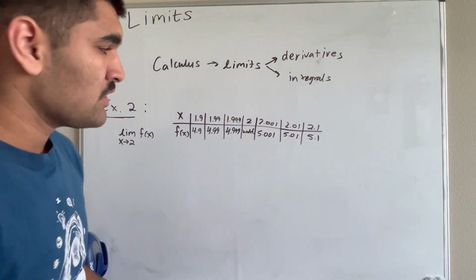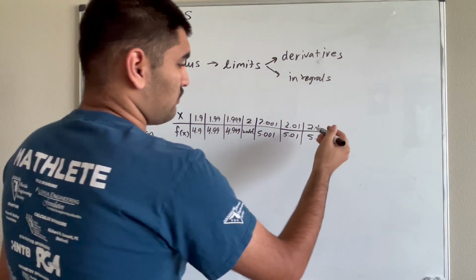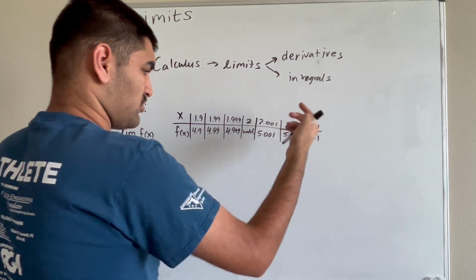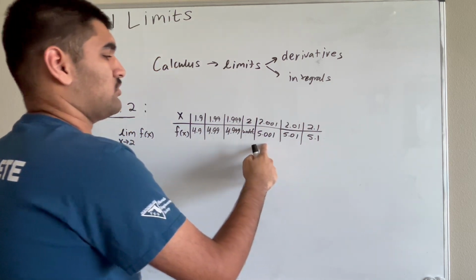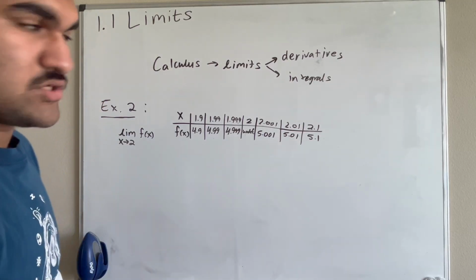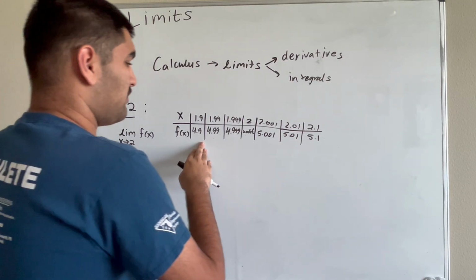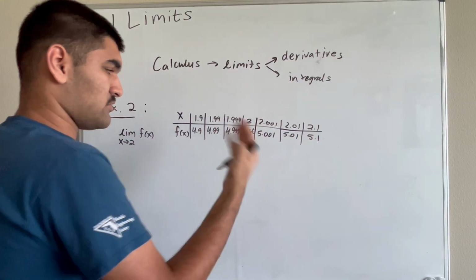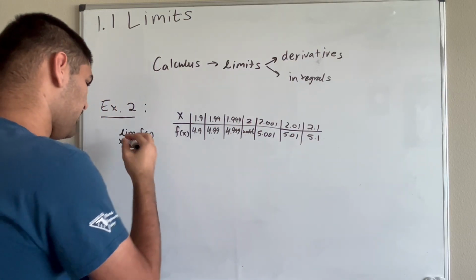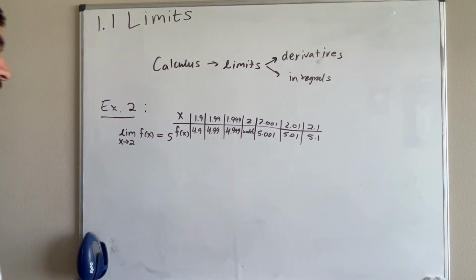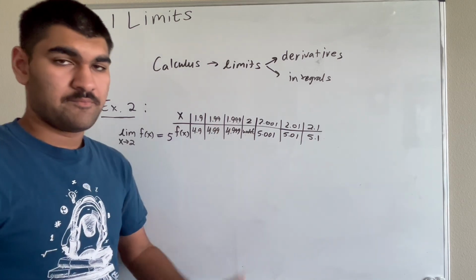As we approach 2 from the right, so 2.1, 2.01, 2.001, we're also getting closer and closer to 5, right? 5.1, 5.01, 5.001, and so on. So therefore, because as we approach 2 from the left and right, f of x is approaching 5 in both cases, that means the limit as x approaches 2 of f of x is equal to 5. Okay, so this is an example of evaluating a limit using a table.